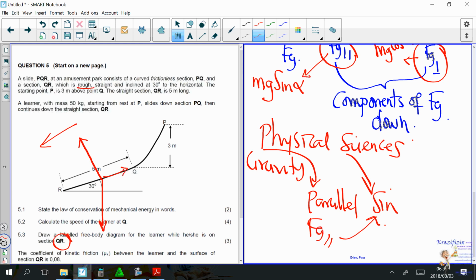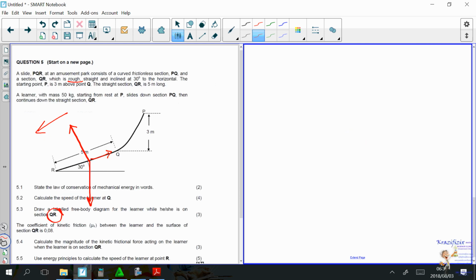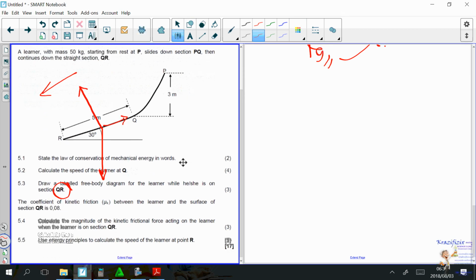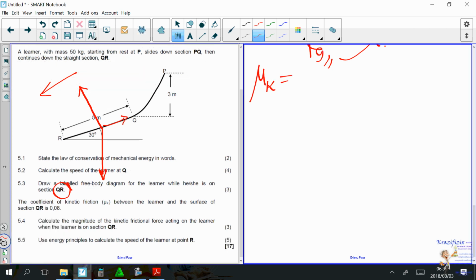Good. So I'm going to refer back to what I just did right now, and I hope you got that. If you did not get it, please rewind. Get it before you continue to the next calculation. Now, we're given this. Let's read on. The coefficient of kinetic friction, I love this. This is grade 11. It is equal to 0,08.